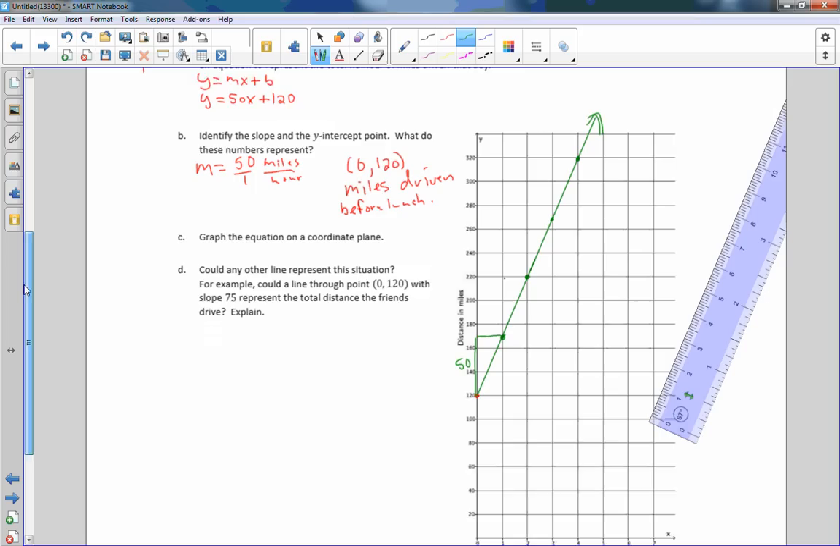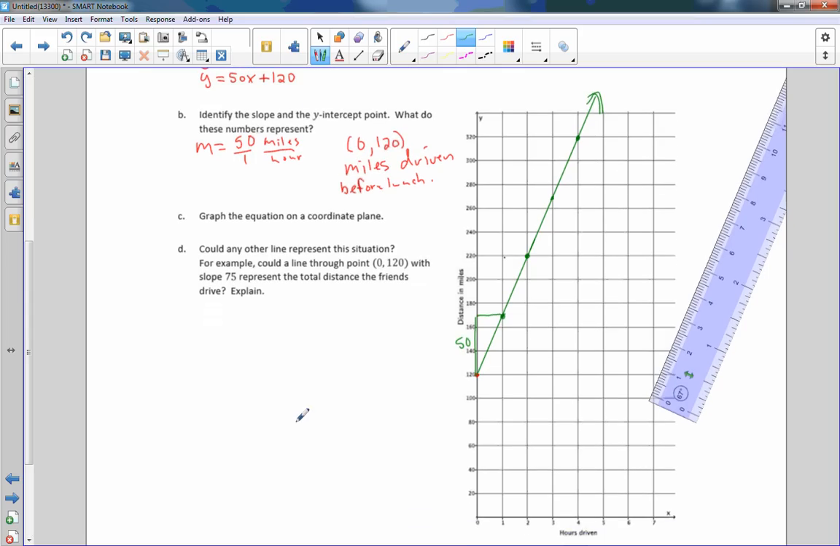So now I can answer a bunch of questions just looking at this. So I've already gone 120 miles in the morning. If I drive for 1 more hour after lunch, I will have gone 170 miles. If I drive for 2 hours, I will have gone 220 miles. If I drive for 3 hours, I'll have gone 270 miles, and so on and so on. Graph the equation on the coordinate plane, check.